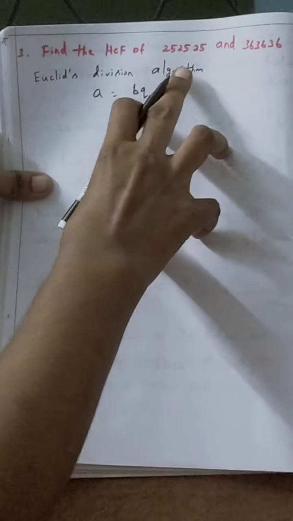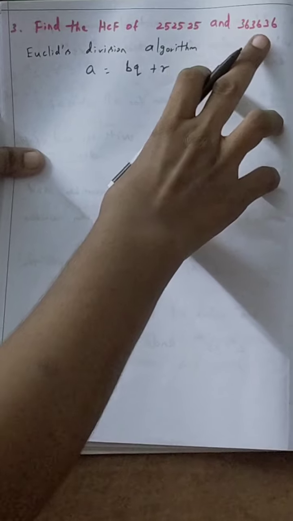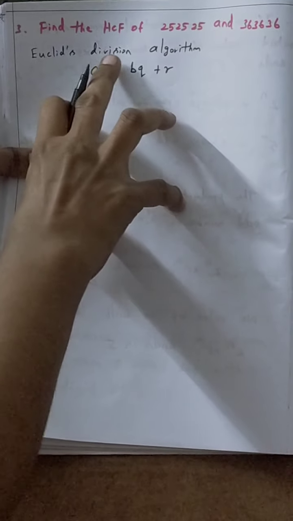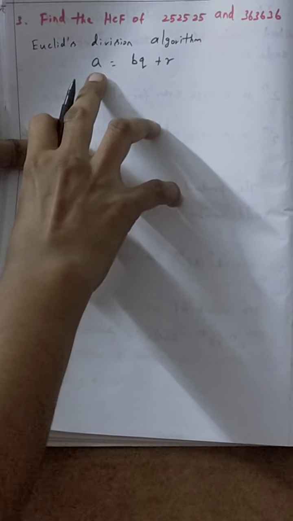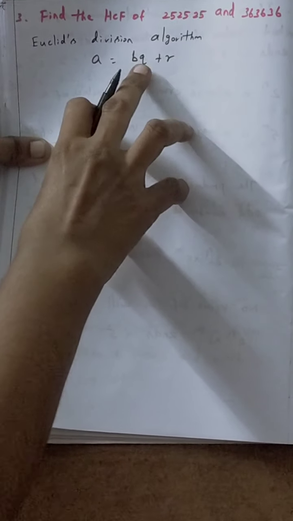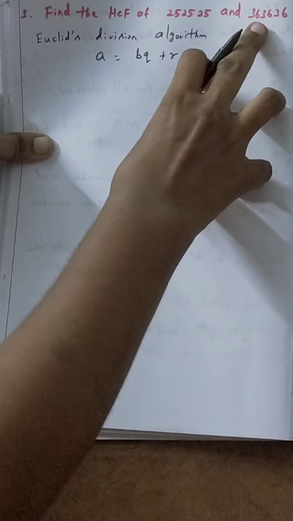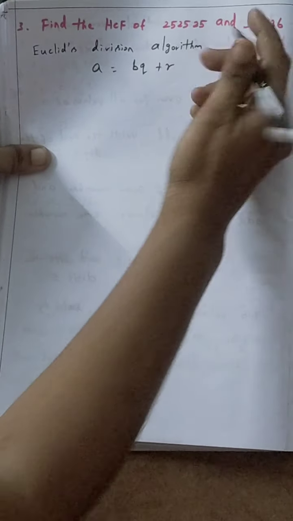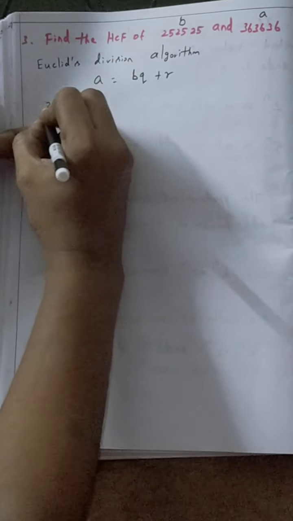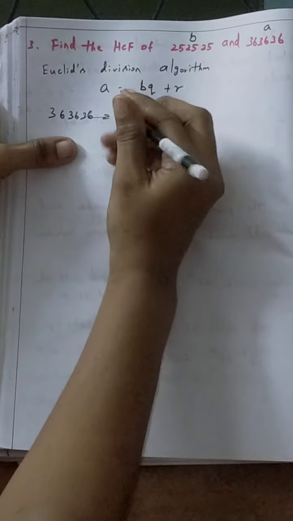Question: find the HCF of 252525 and 363636. In the previous class we learned Euclid's division algorithm, and the same is applied here. The general form is a equals b into q plus r, where a is the dividend, b is the divisor, q is the quotient and r is the remainder. Which is the larger value? 363636 is a, and 252525 is b.